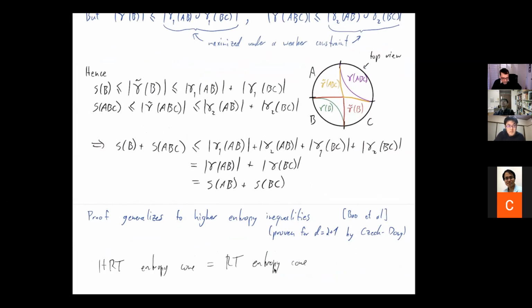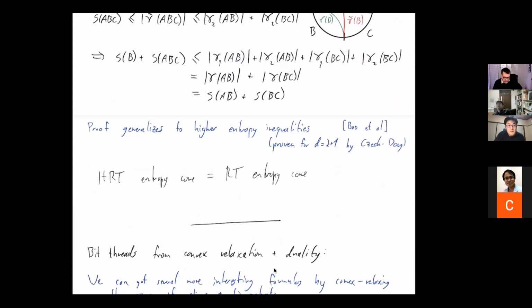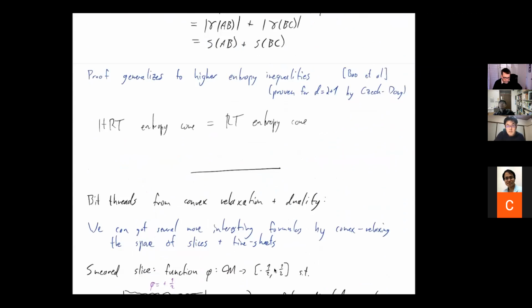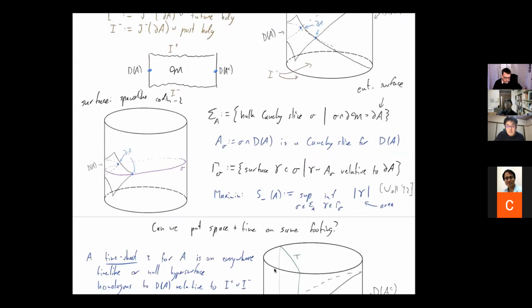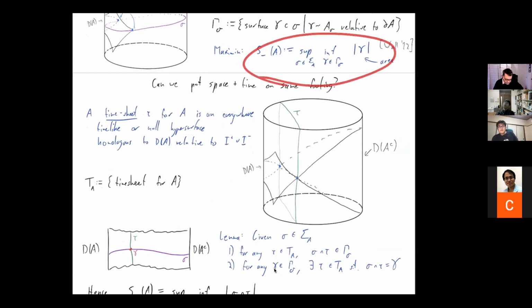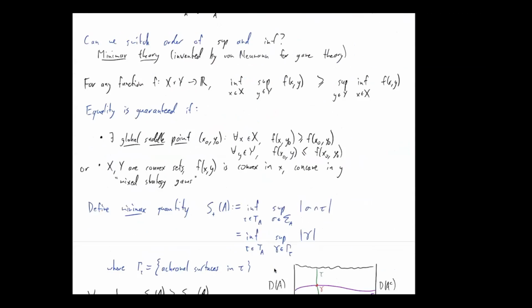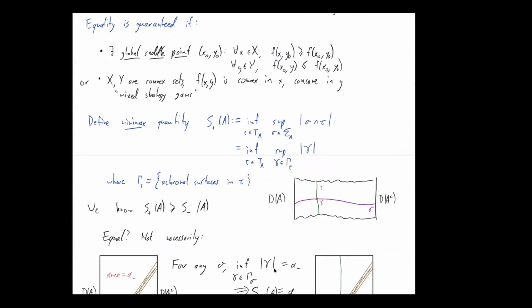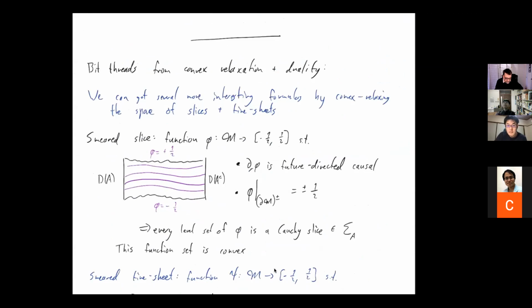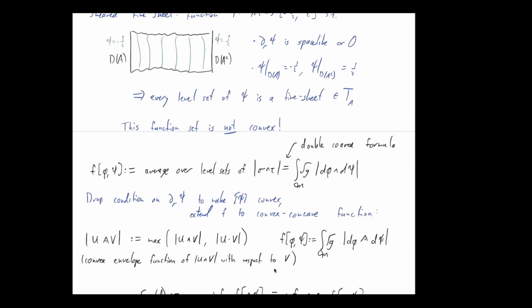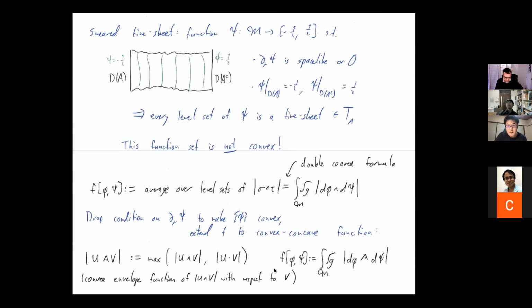The rest of my talk was going to be about bit threads, and I'm just going to scan through it and then I can answer questions. But what you do is you start from the minimax and maximin formulas, basically in this form, and then you apply convex relaxation to the space of slices and timesheets. So you have smeared slices, smeared timesheets, and you end up with this. And then you have to do something to make it all convex-concave. So you get a certain thing, which is basically the average area.